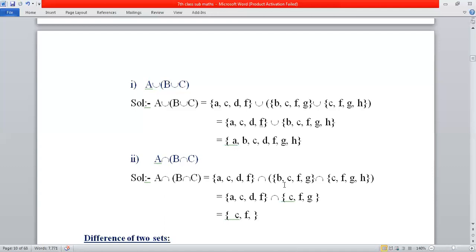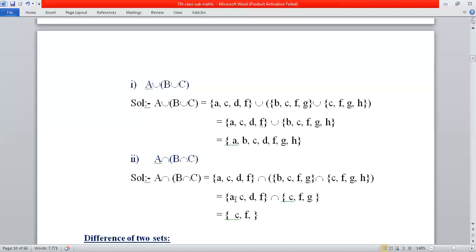First of all, we solve the intersection of set B and set C, and after that intersection with set A. So intersection, we already studied it in question number 2, that intersection is the common elements of both. So if you check in these two sets, C is present in the first set and also present in the second set. So C we write once in the answer set. F is common in both, we write it. G is common in both, we write it. Intersection means the common elements of both.